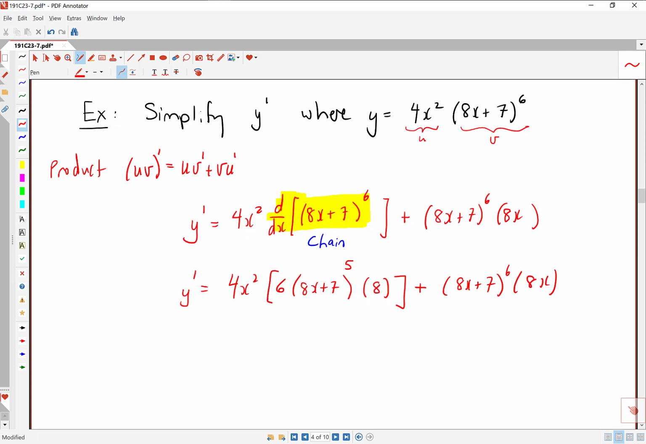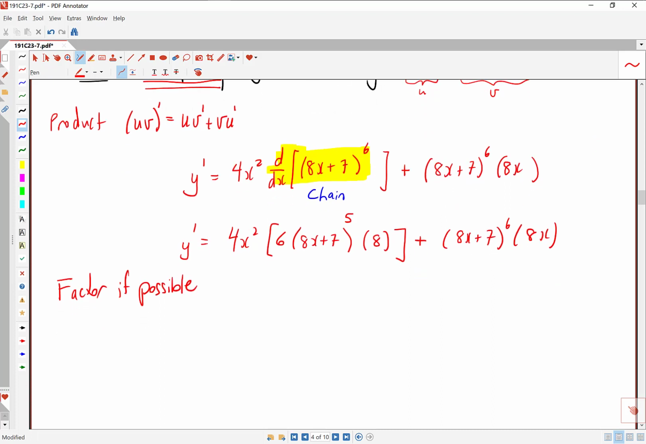So notice that the question said to simplify our answer. What that means in this context is to factor if possible, because we've ended up with this y prime that looks quite complicated. It's got two different terms and there's a whole bunch of stuff going on. So what we'll see is that if we can do a little bit of factoring, this can be a lot easier to read and to work with.